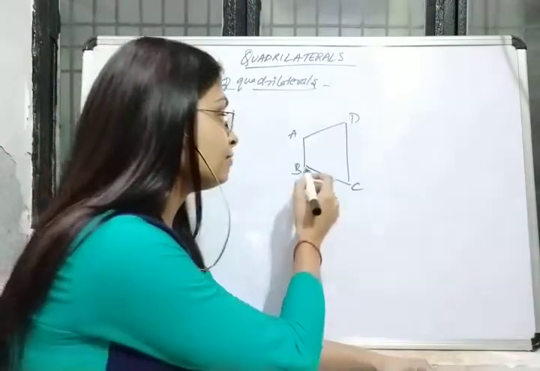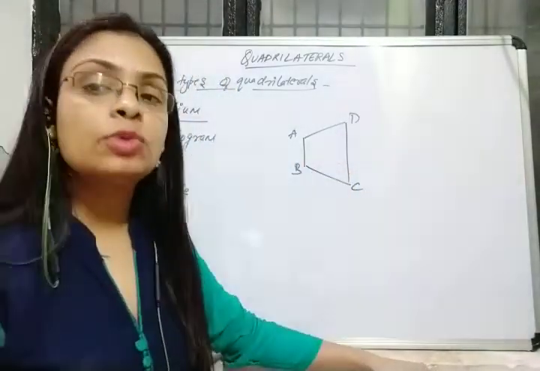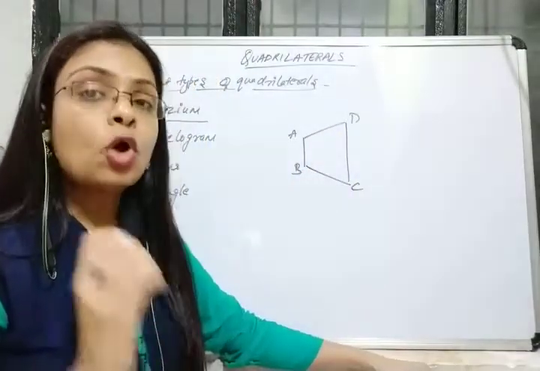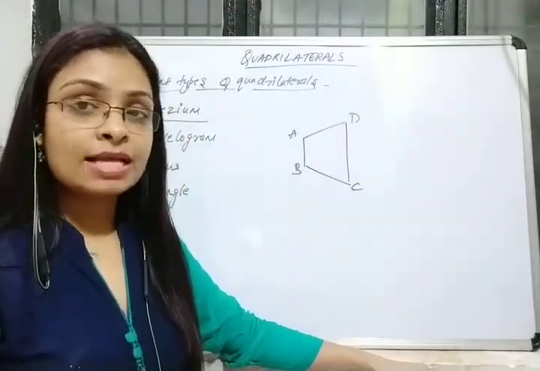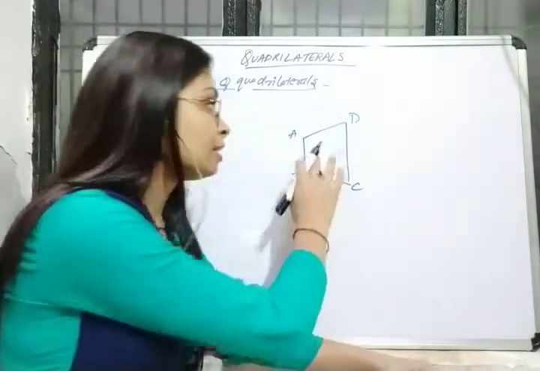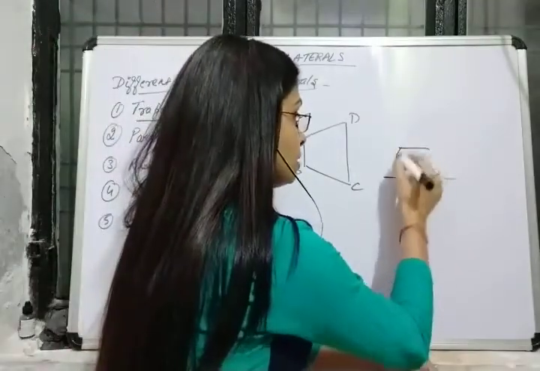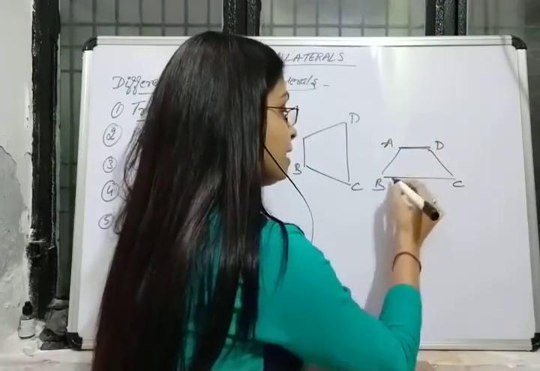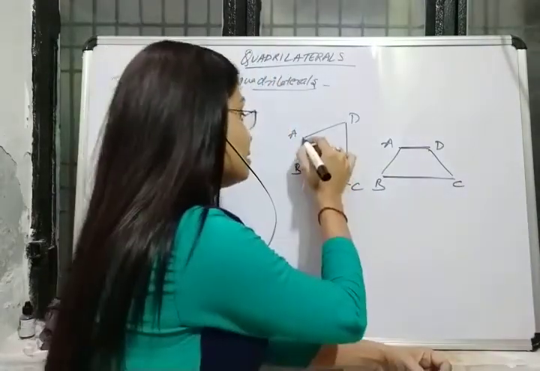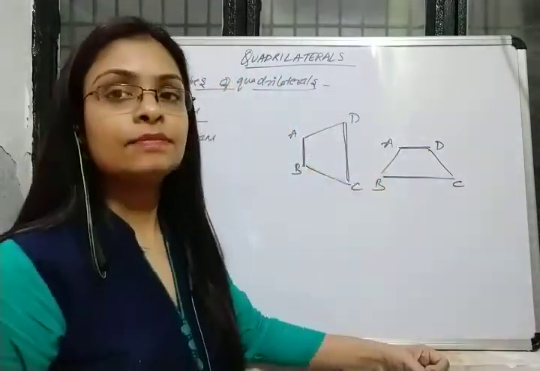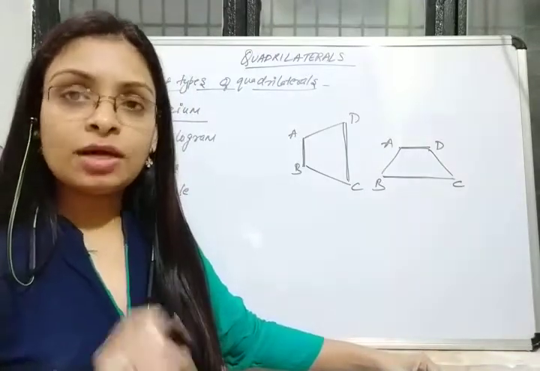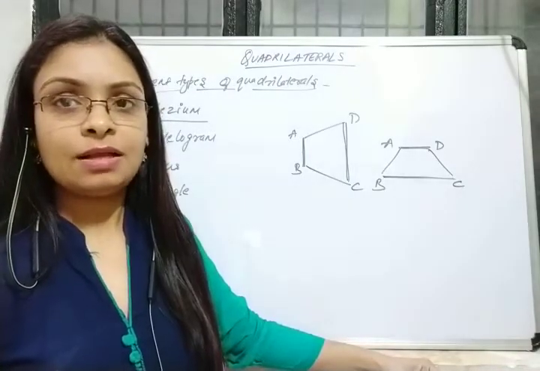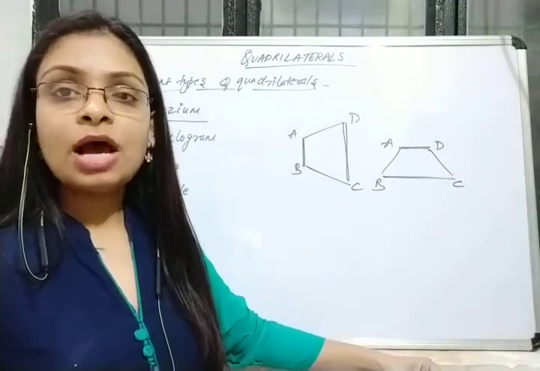If the non-parallel sides, like BC and AD, become equal, it is known as an isosceles trapezium. I can draw this trapezium like this also. This is A, B, C, D. In this, AD and BC are parallel. So a quadrilateral in which one pair of opposite sides is parallel is known as a trapezium. Understood? Okay, so now the next one.